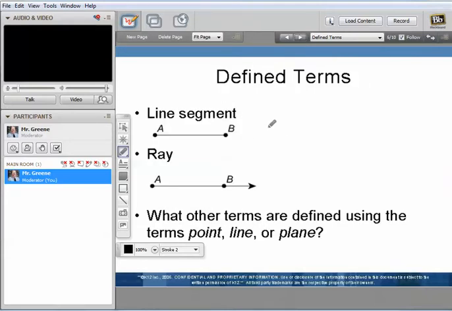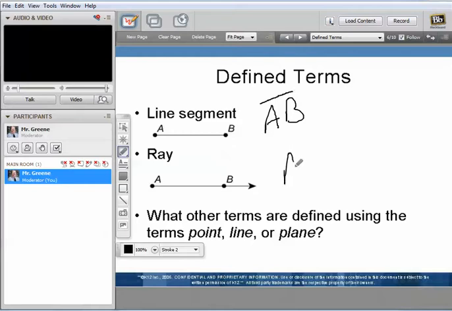Finally, line segment. I'm going to use the same two points, A, B, but it's going to be different than a line. I'm going to put a line above it, but there's going to be no arrows on the end of it. That's how you know we're talking about a line segment versus talking about a line.